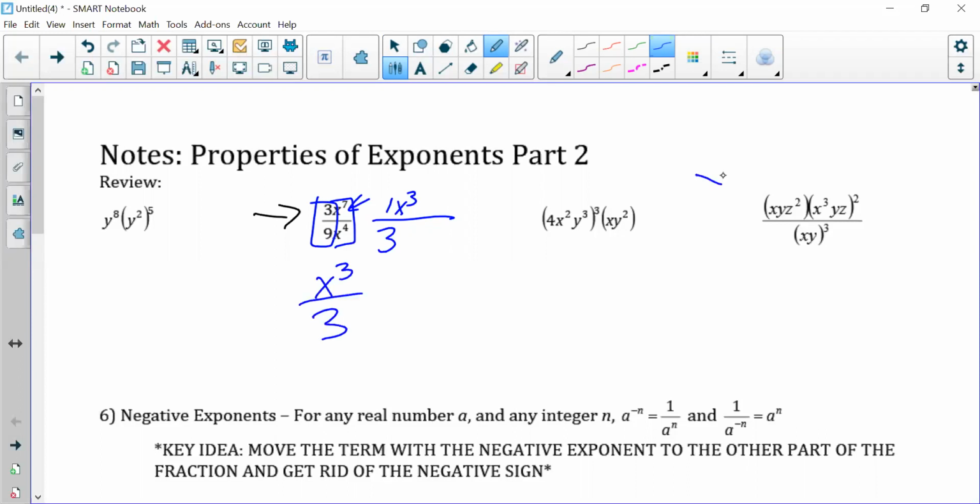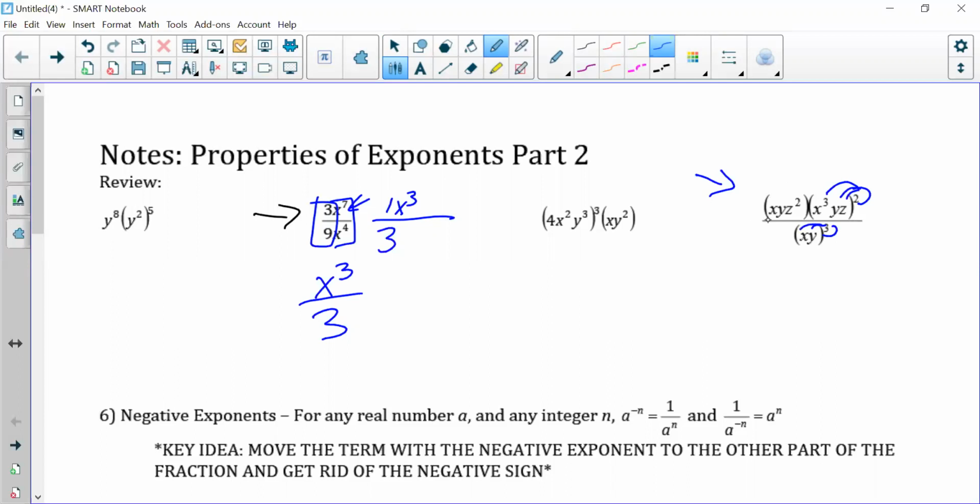Next, I want to look at this one, because it looks big and mean and scary, but it really isn't that bad if we take it one piece at a time. So the first thing we're going to do is look at these power to a powers. You see this 2 and this 3. So we're going to actually want to multiply those in. So we're going to distribute those to the exponent of everything in parentheses.